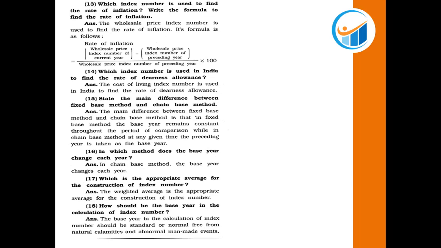So in section B, according to your textbook, 18 questions are given. Out of that we have already learned 16 very short question answers. Now two questions are left, students, to be understood. That is in section B.